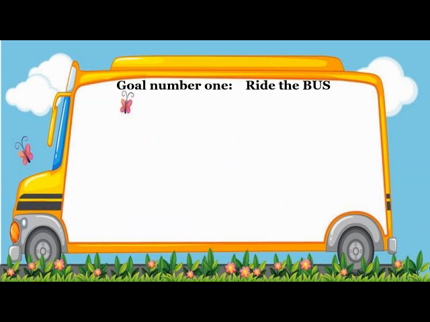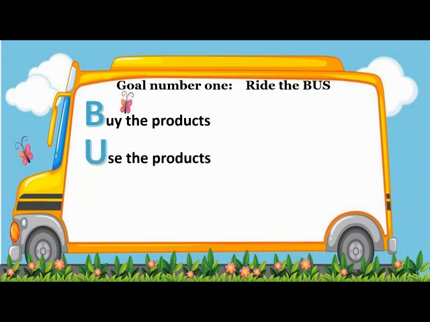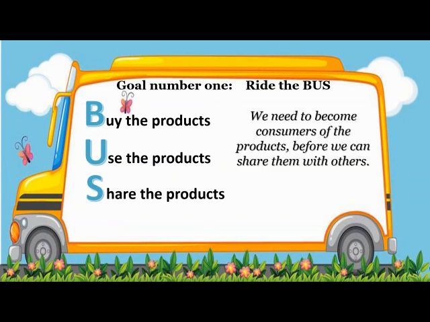Now, the number one thing to do is to ride the bus. This is a simple formula for your success. Riding the bus just means buy the products that you need. And then use the products for yourself. And then share the products with other people. Tell other people about the products. Riding the bus. We need to become consumers of the products before we can share them with other people.